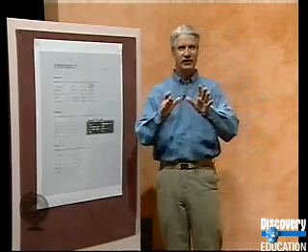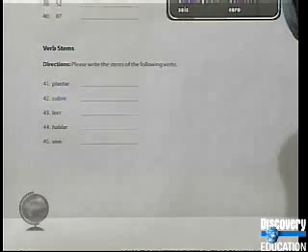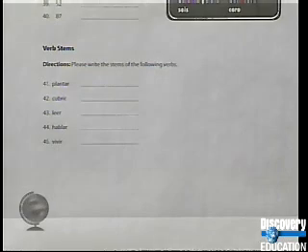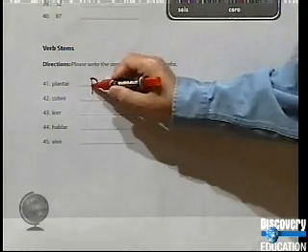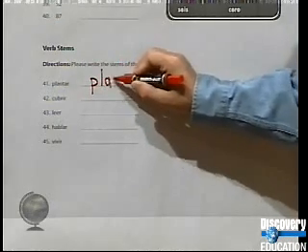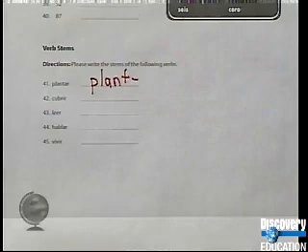Okay, now you said you wanted something easy. Here you go. Here's an easy activity. Writing your verb stems. All you have to do is take off your AR, ER, or IR endings. So plantar becomes plant. Piece of cake.